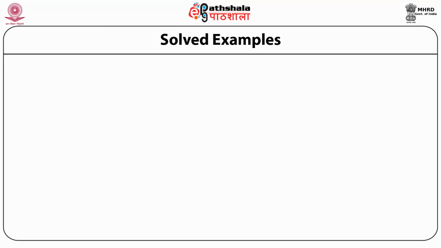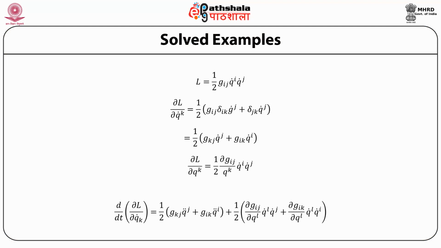Now the Lagrangian in this case is given as L equal to half g_ij q^i dot q^j dot, where g_ij is some kind of metric function which depends on the coordinates themselves. So if we take the partial derivative of this Lagrangian with respect to q^k dot, we have dL by dq^k dot equal to half g_ij (delta^i_k q^j dot plus delta^j_k q^i dot), which can be written as half (g_kj q^j dot plus g_ik q^i dot). And dL by dq^k is equal to half partial g_ij by dq^k times q^i dot q^j dot.